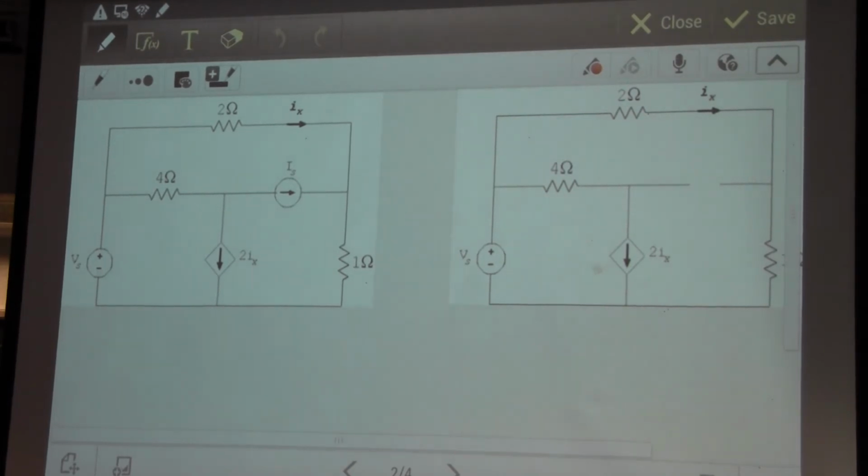Now how do I get rid of a current source? What I want is basically zero current, and the way to get zero current is just to disconnect it. So I have this source and I'm going to disconnect it. What I have over here on this side is basically an open hole, because I disconnected that source. So whenever you have a current source to remove, you disconnect it. Okay, so now this is my circuit. Let's find Ix.